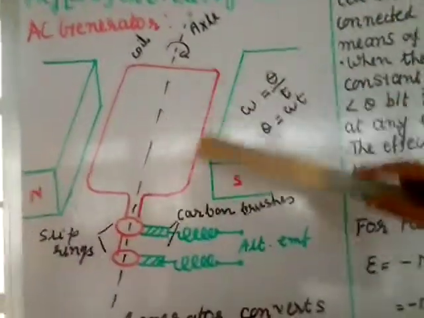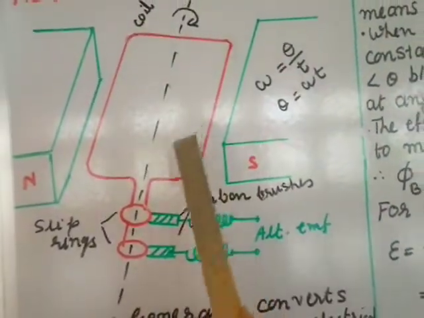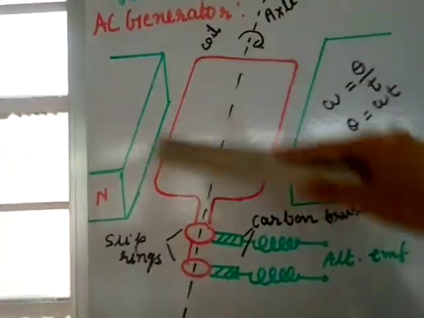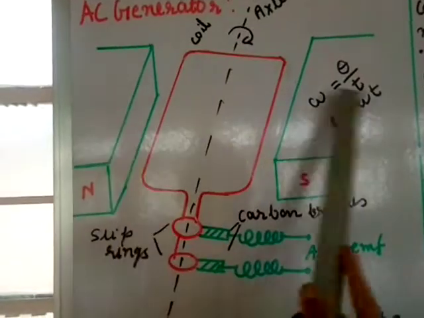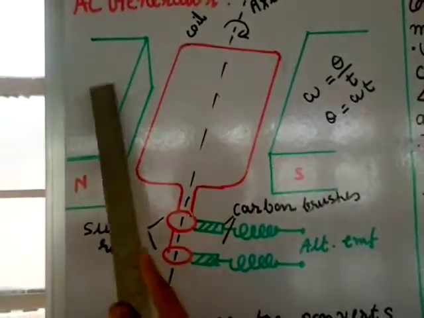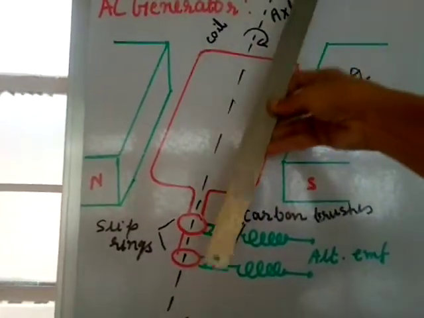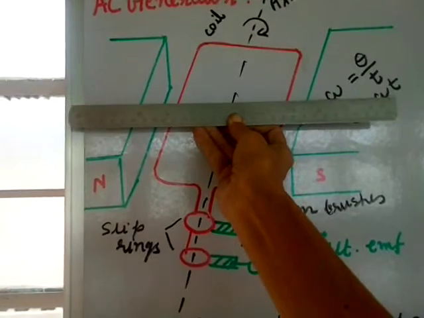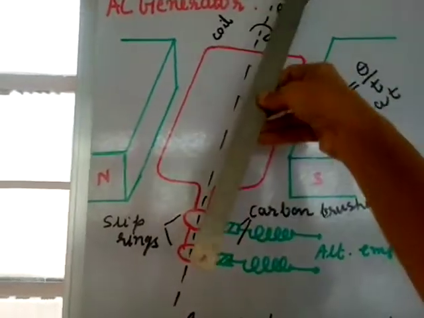This is the coil. This is the axis of the coil. This coil is also called armature, which is mounted on a rotor shaft, and externally we can rotate this coil. To create the magnetic field, magnets are kept here. This is north pole, this is south pole, so magnetic field is in this direction. Now the axis of the coil is always perpendicular to the magnetic field. This axis is like this and the magnetic field is from north to south, so they are always perpendicular.